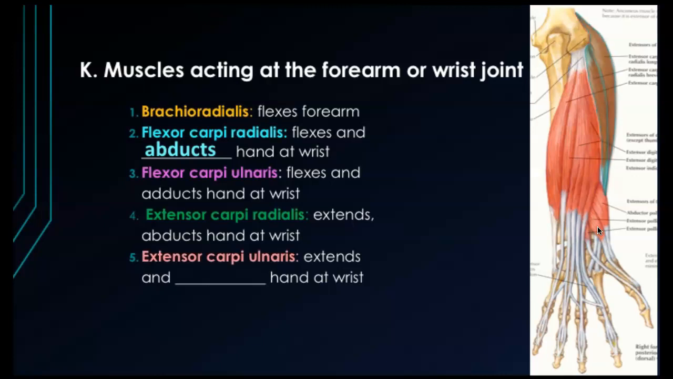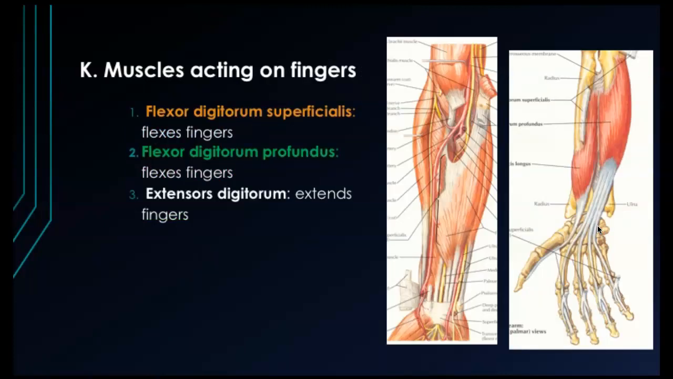Next we have your Extensor Carpi Ulnaris. So we'll find this on, again, the medial aspect of your forearm. And this will work to extend and adduct your hand at the wrist. Now let's take a look at some muscles that are acting on your fingers.